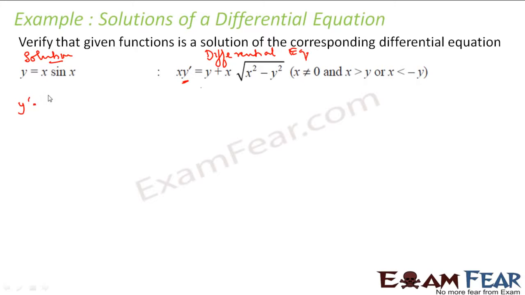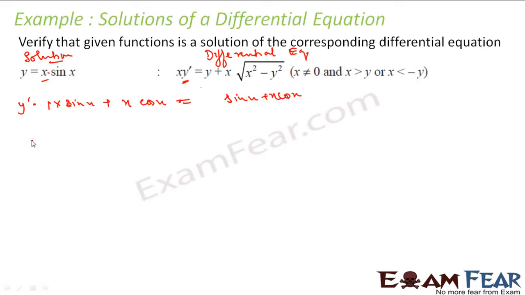Y dash becomes, to differentiate x, this becomes 1 into sin x, plus, you take this guy common, x, differentiate sin x, this becomes cos x. So this becomes sin x plus x cos x. This is my y dash. I've used the product rule actually. Differentiate this guy, keep this guy constant, keep this guy constant, differentiate this guy. So I got y dash. Now I have to check whether this fits in this.